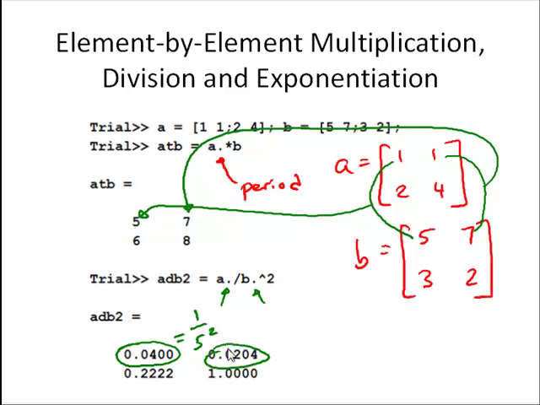And this element here would be equal to 1 divided by 7 squared. Again, working with the corresponding elements. It can be a little bit more challenging to visualize as we're working now with a matrix instead of a vector, but it's the same basic concept of element by element operations.